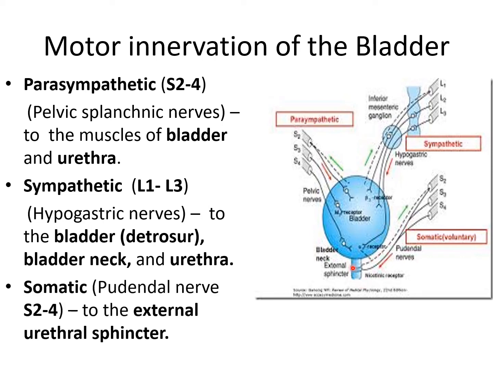Next is the somatic supply of the bladder. Now the pudendal nerve, which is formed by S2, S3 and S4, is a somatic nerve. It supplies the skeletal muscle, the external urethral sphincter. So we can see the bladder has three types of nerve innervation: sympathetic, parasympathetic as well as somatic supply.